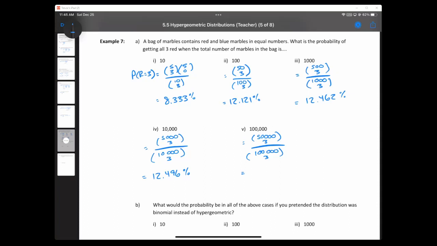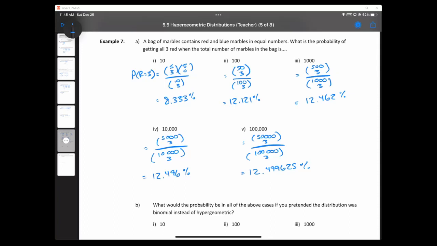Hopefully I punched that in correctly. And I get 12 point, and I'm even going to keep 1 extra decimal place this time just to kind of drive home an idea here. In fact, I'll write down all the decimal places I've got on this one. So I want you to look at those numbers and see what happens as the number of marbles in the bag gets larger and larger and larger.